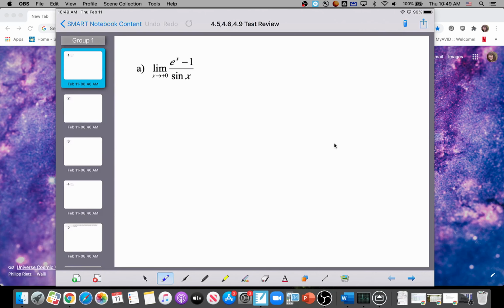This is the 4.5, 4.6, 4.9 review, problem number 1, part A. We're asked to find the limit as x approaches 0 of (e to the x minus 1) over sine x.